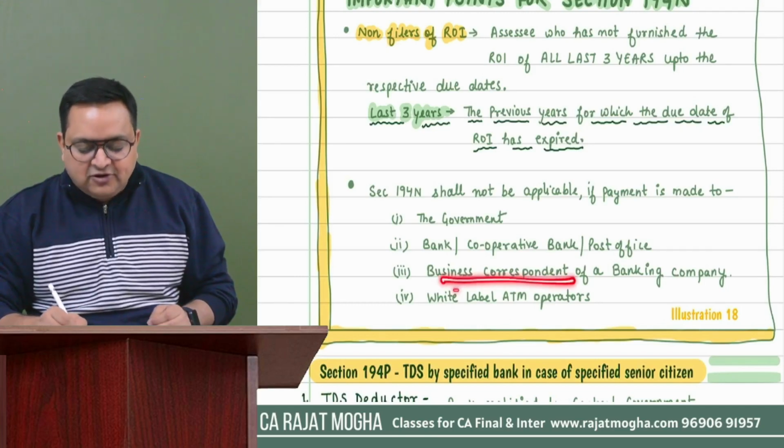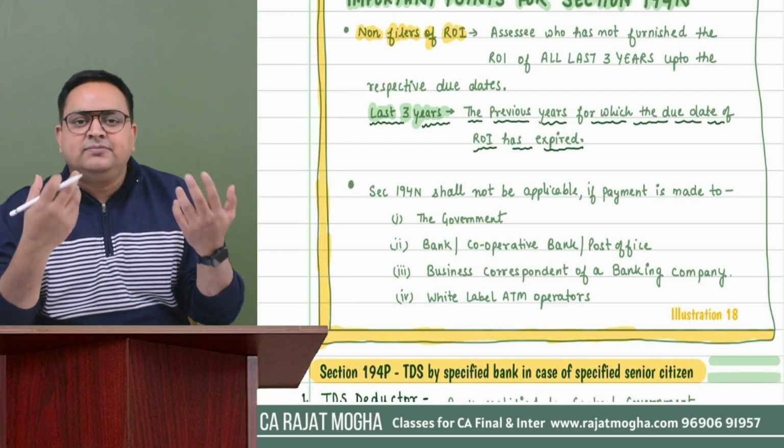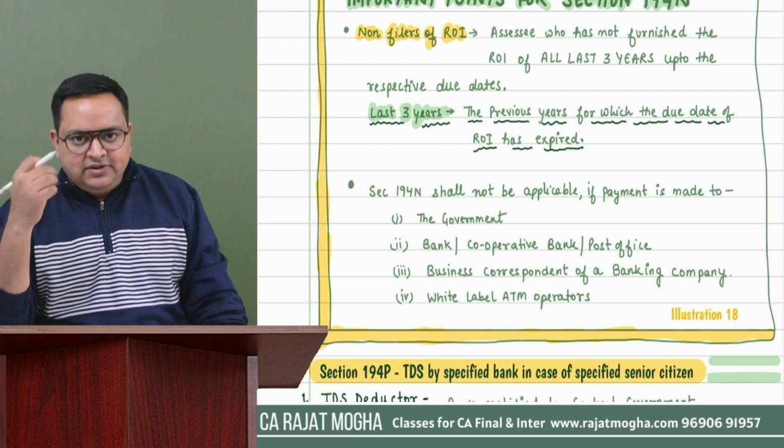We understand who business correspondents are. Business correspondents act as a bank, majorly in rural areas where we don't have bank branches. So a business correspondent can withdraw the amount, there is no problem.